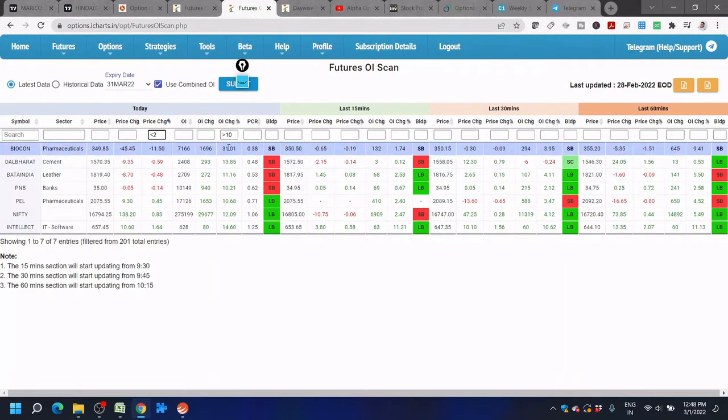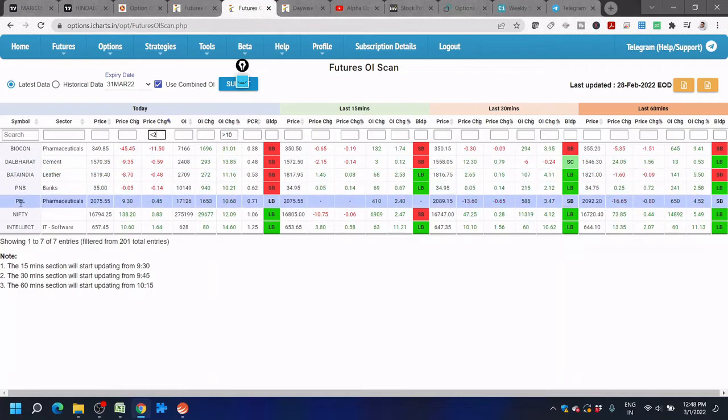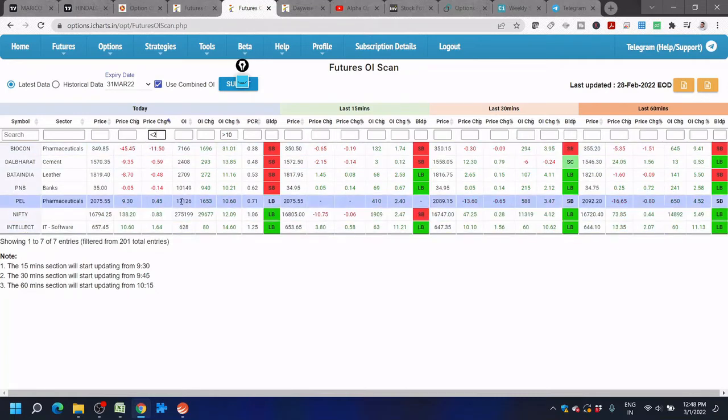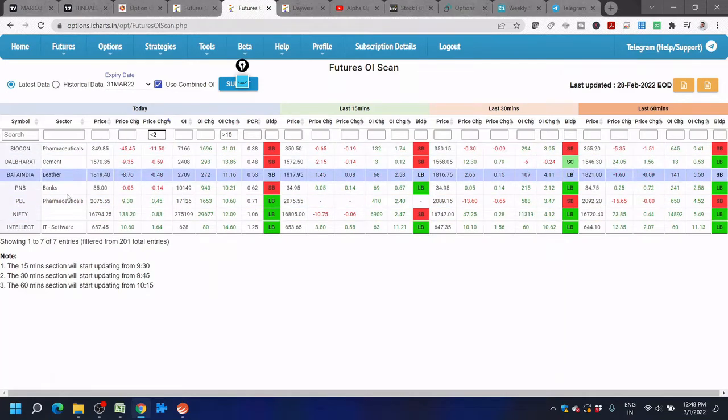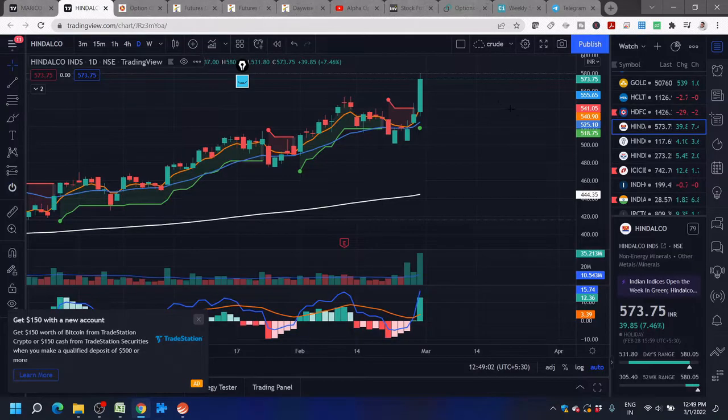OI change will be always positive, guys. Remember this. So you have Biocon, which you can short, Dal Bharat, Bata India, PNB, and Pale. Nifty is also coming into this, but Nifty is still a little volatile, so you cannot short it. So this is the logic which you need to apply, and you can use any tool which can give you this kind of data using combined OI, last 15 minutes, 30 minutes, 60 minutes. It's a very good tool where you can get this data. So Biocon is also a good shorting candidate if you want to check that as well.